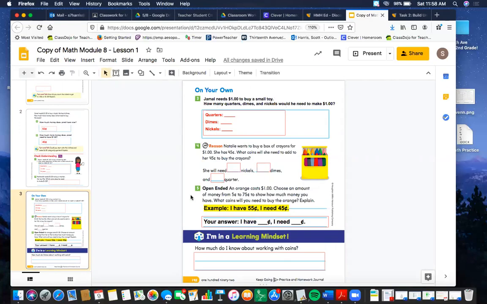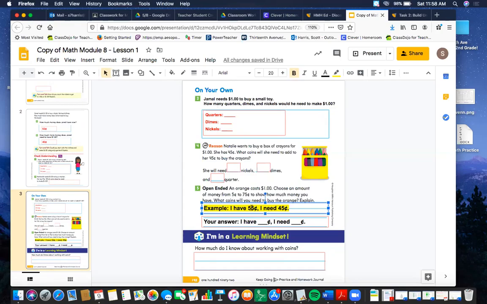I'm going to go over question 5 for you quickly here. Let's read it. An orange costs $1. Choose an amount of money from 5 cents to 75 cents to show how much money you have, and then what coins you will need to buy the orange. So you could pick any amount from 5 cents to 75 cents, and imagine you have that. I gave you an example. I said I have 55 cents.